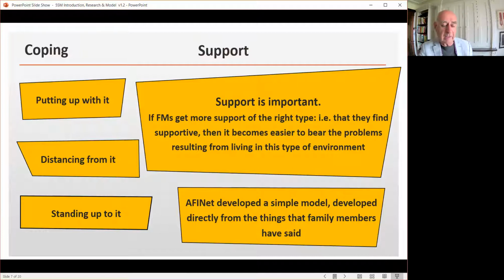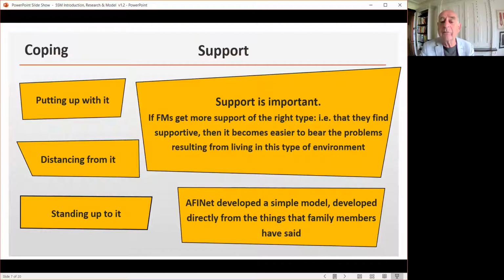Now, it's not that each person chooses one of those. Very often people use a mixture of all 3 of those different ways of coping, and very often people will use different ways of coping in different circumstances, even with the same relative. But nevertheless, thinking about it in those 3 ways, we found very helpful.